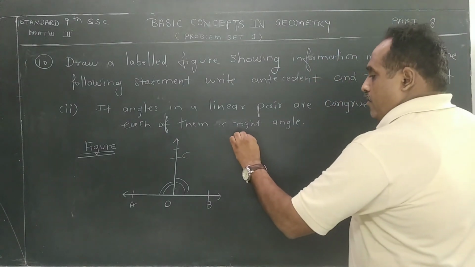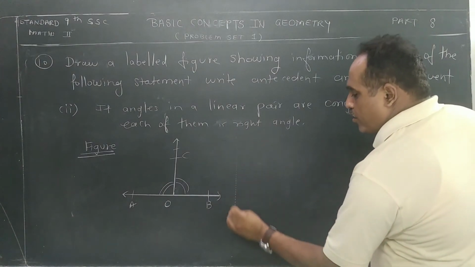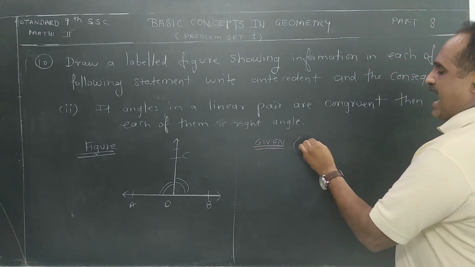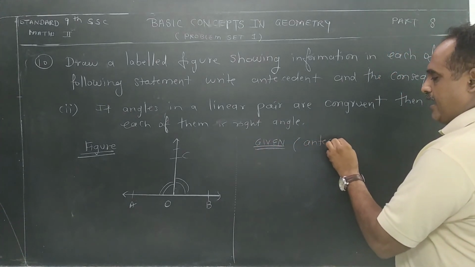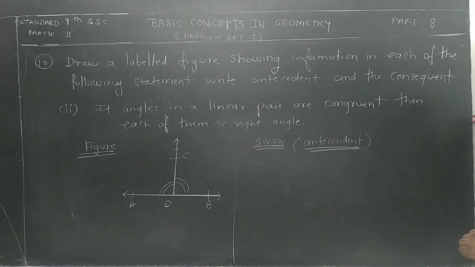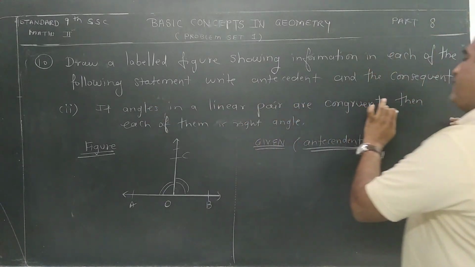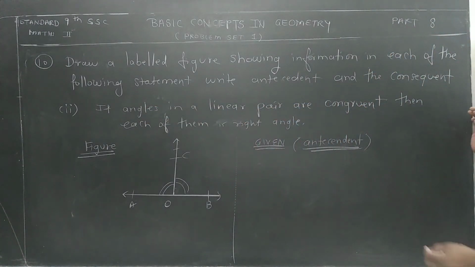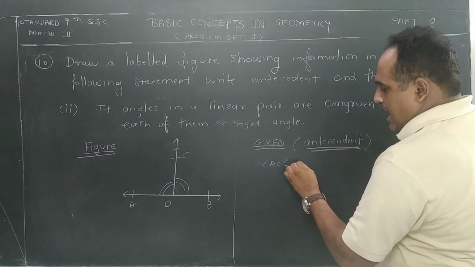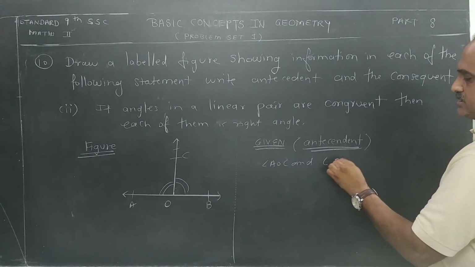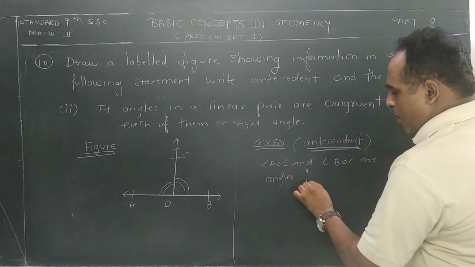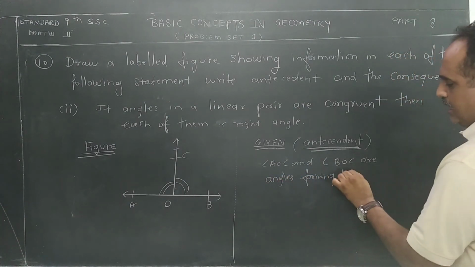So, after drawing a figure, what are you going to write? Given. What is the meaning of given? It is antecedent. Okay, what is antecedent? That if angles in a linear pair are congruent, means what are you going to write? Angle AOC and angle BOC are angles forming linear pair.